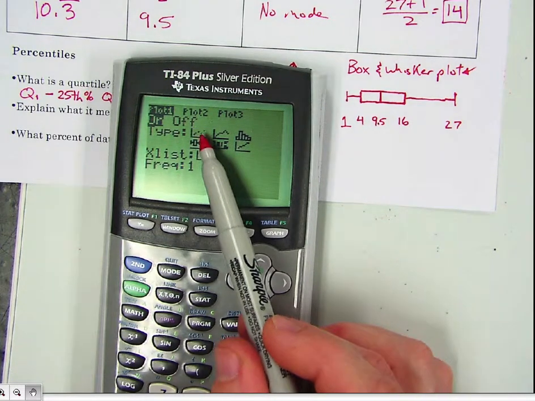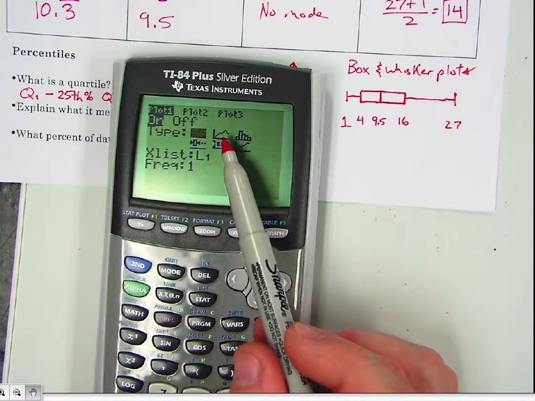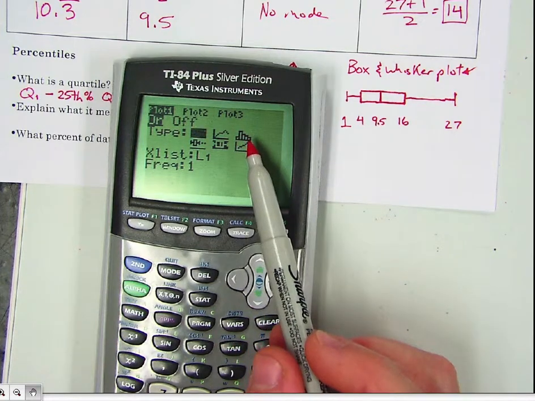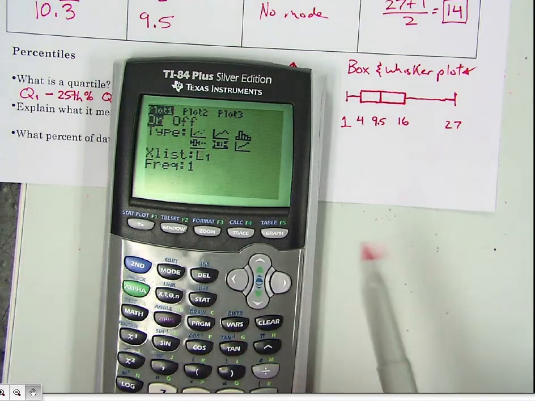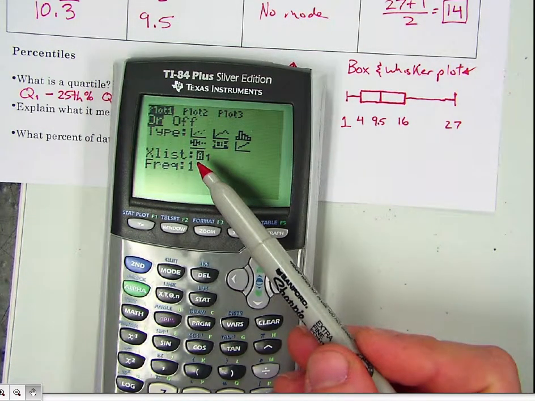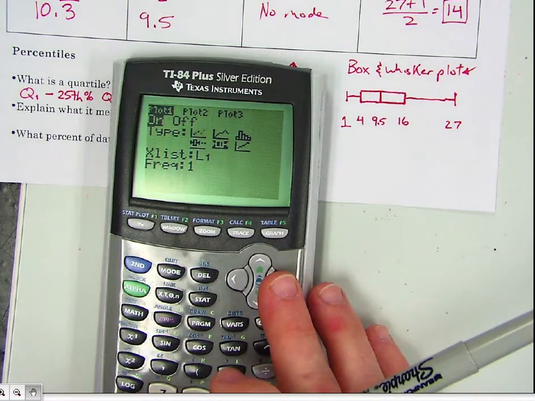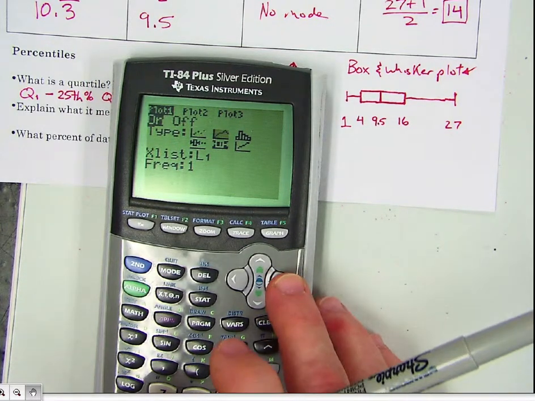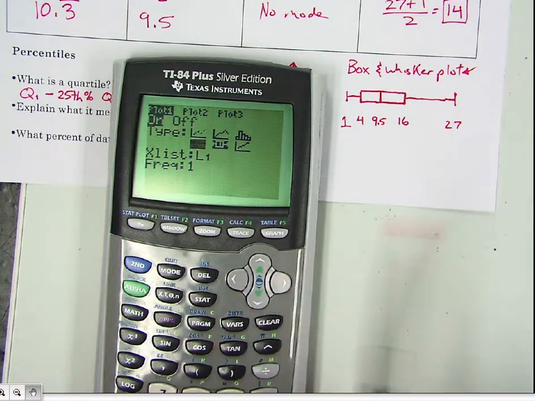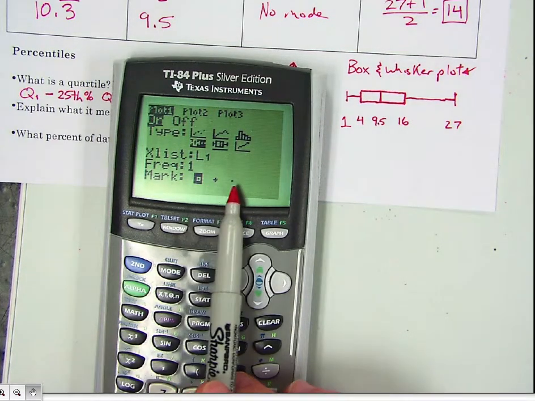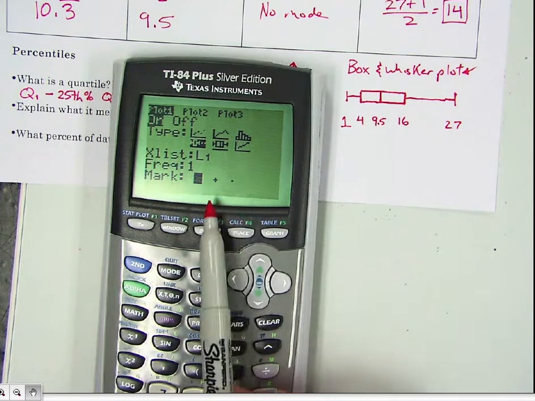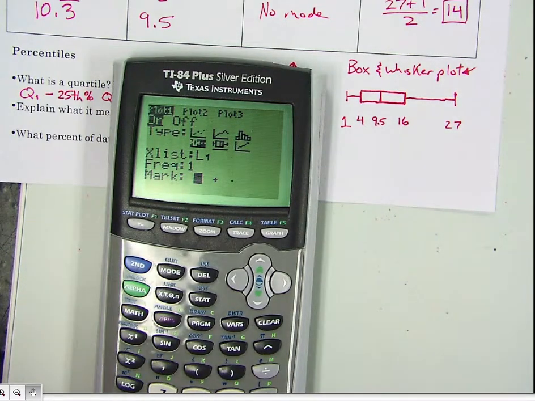Here you can just do a scatter plot. Here you can actually make a frequency polygon. Here you can make a histogram. And then here you can make a box and whisker plot. So now, if you push down, notice what it does. It jumps down to your different list. So push back up. We want to go to the right until we get to the scatter plot, or the box and whisker. Down here for mark, you can just change what you want the marks to look like. It doesn't really do anything.